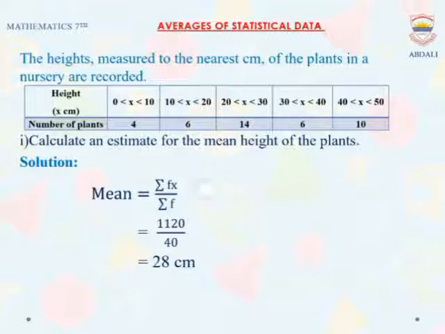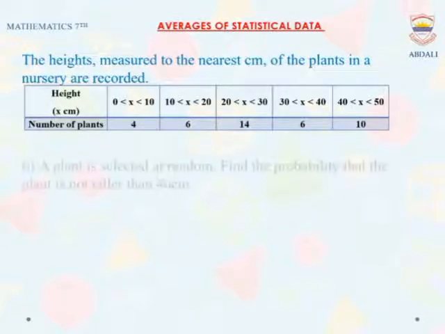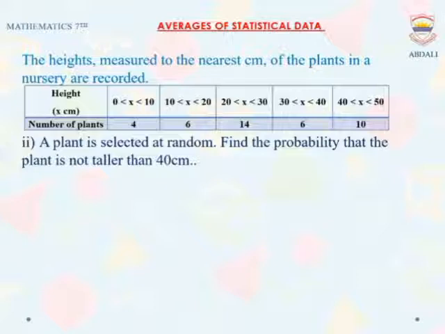Okay. So now we are moving to the other part of the same question. The statement is: a plant is selected at random. At random means they have chosen a random plant without any certainty. Find the probability that the plant is not taller than 40 centimeter. Okay, so let's do it.